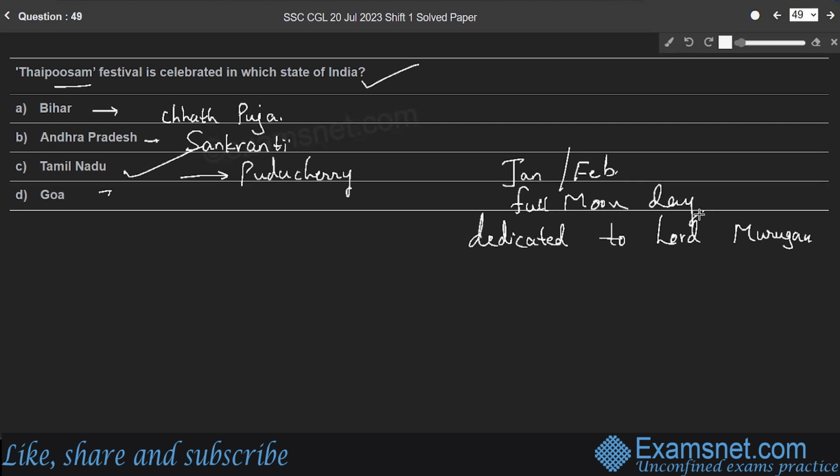Whereas Goa, on the western coast of India, is known for its beautiful beaches, vibrant nightlife, and unique blend of Indian and Portuguese cultures. One of the most famous festivals celebrated in Goa is Carnival, which is a 4-day long celebration that usually takes place in February. Whereas Thaipusam festival takes place in the month of January or February on full moon day, and it is dedicated to Lord Murugan. Therefore, option C is the right answer.